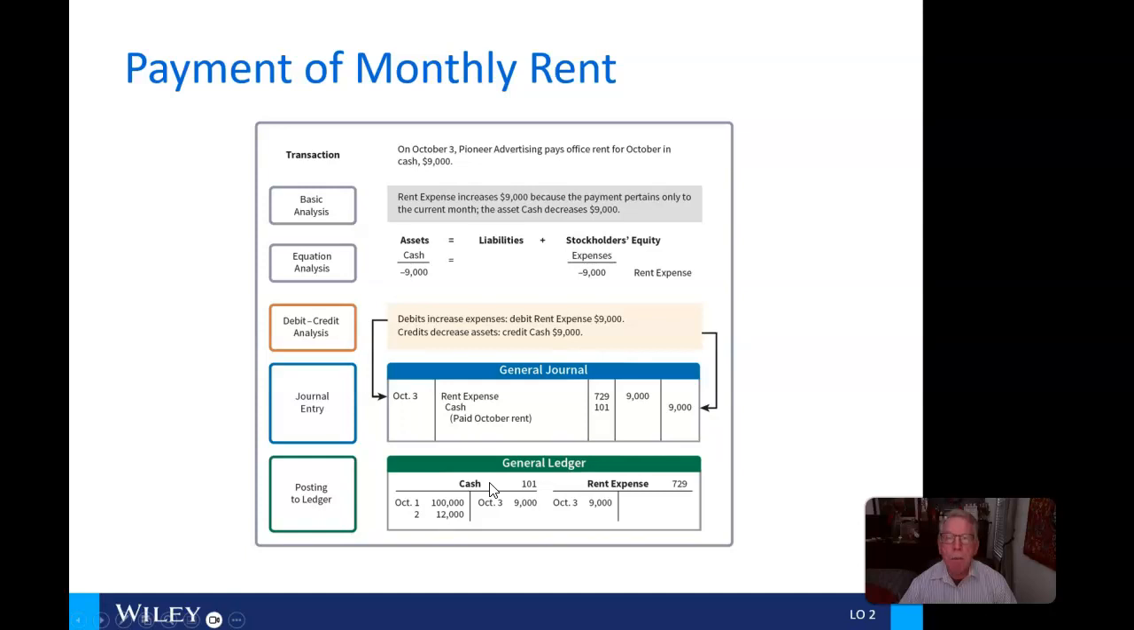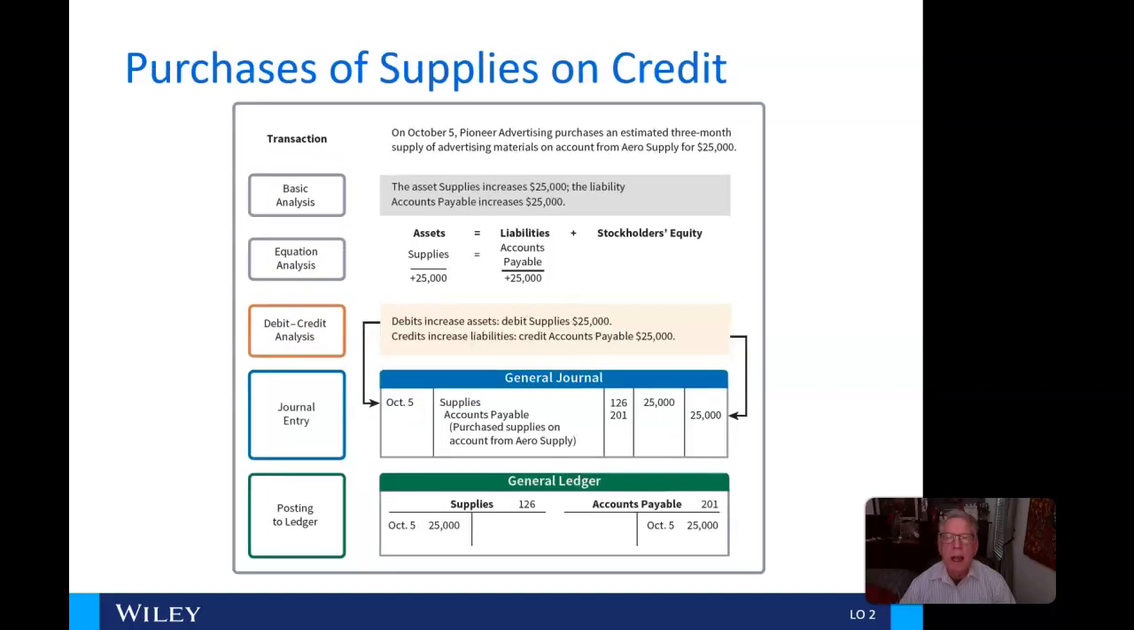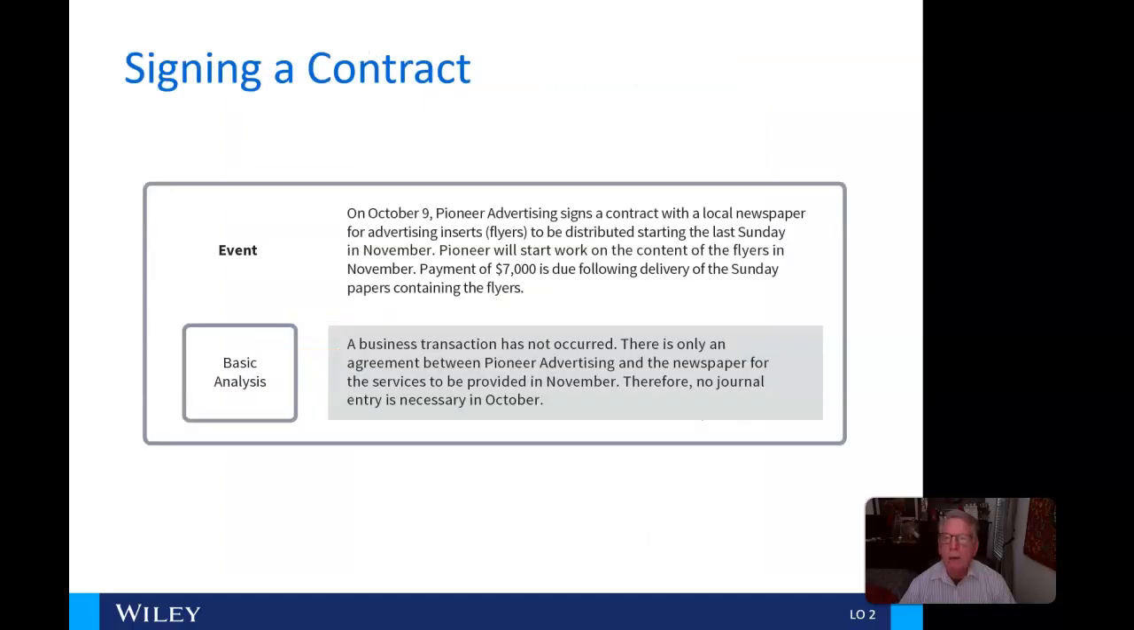Now here we've shown the payment of monthly rent. That's pretty clear cut. Here we've shown the payment for insurance. That's going to go into a prepaid insurance account, as you'll recall from your 101. And then we purchased some supplies on credit. And finally, we signed a contract. Now, in this case, we don't have a journal entry.